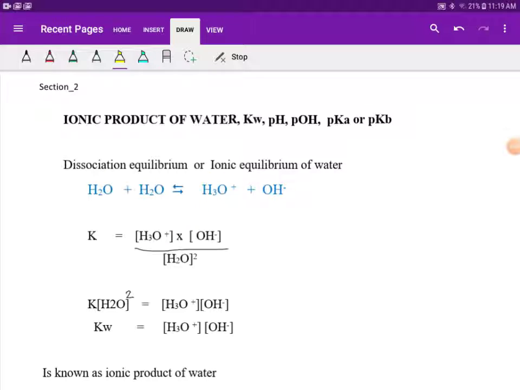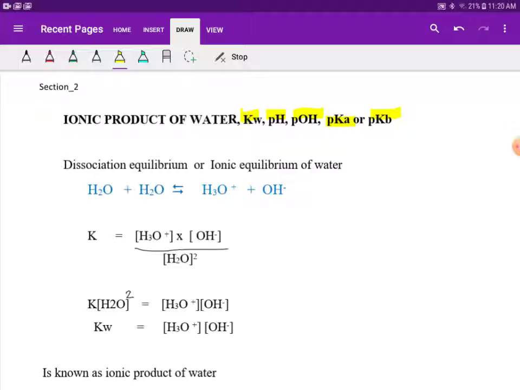Good afternoon, dear students. Let us continue the class on ionic equilibrium. In this section, I wish to discuss the ionic product of water, and hence introduce the concept of Kw, pH, pOH, pKa, and pKb.